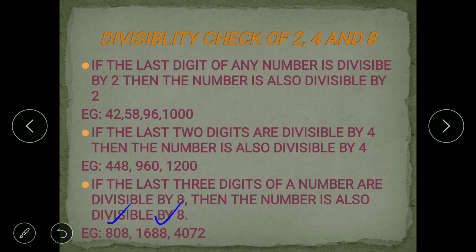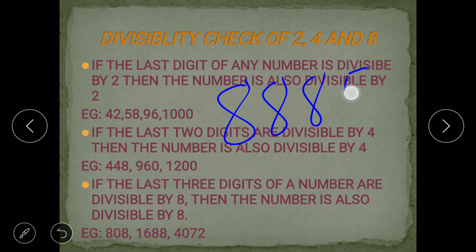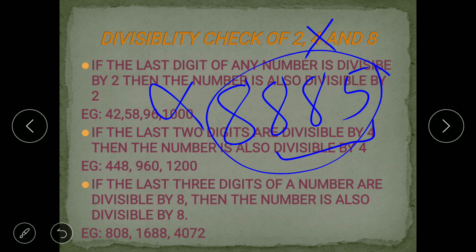688. Is 688 divisible by 8? Yes, it is. So 1688 is also divisible by 8. 4072 ends with 072, so 4072 is also divisible by 8. See some more examples. If the number is 8885, can you divide 8885 by 8? No, because 885 is not divisible by 8. So this complete number is also not divisible by 8.